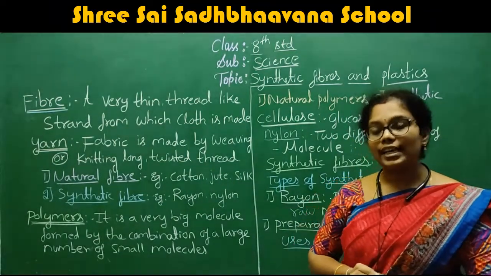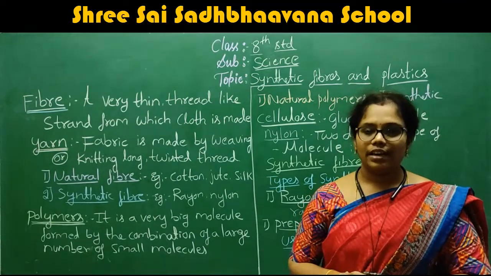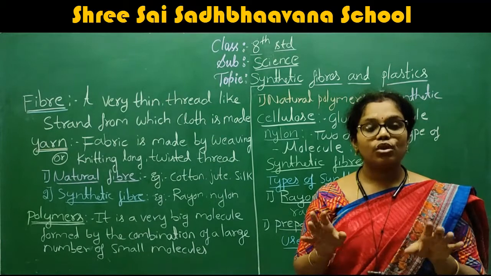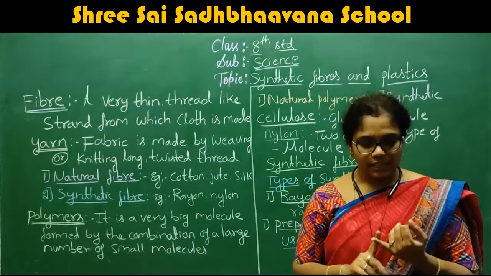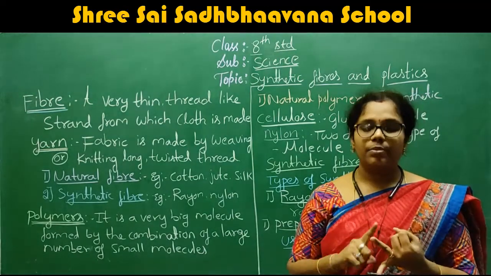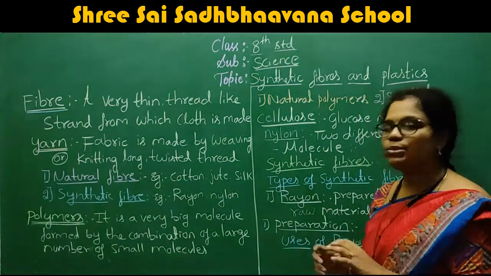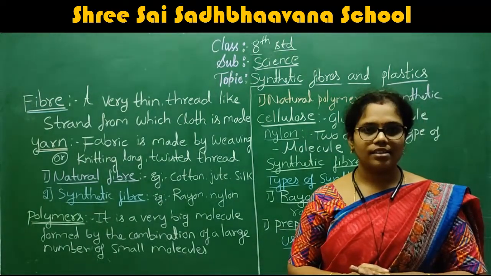This is how exactly rayon is prepared. Understood how rayon is prepared? Rayon is also called artificial silk. After discussing the preparation of rayon, the last thing we want to discuss is the uses of rayon, where we are going to use rayon.